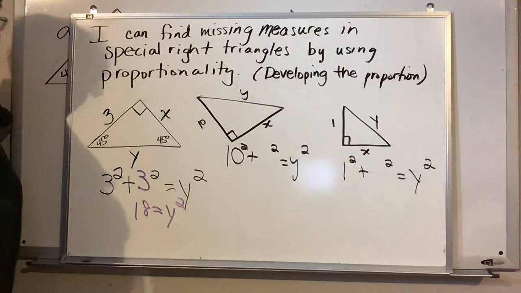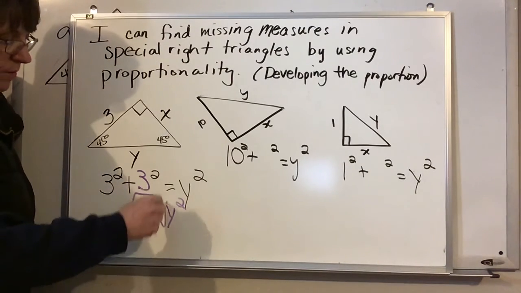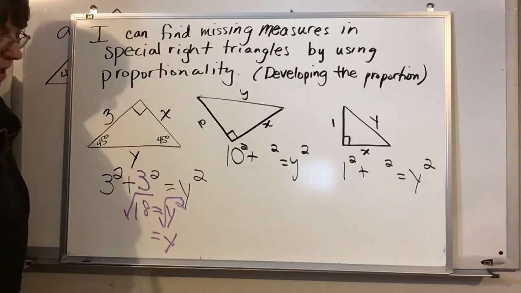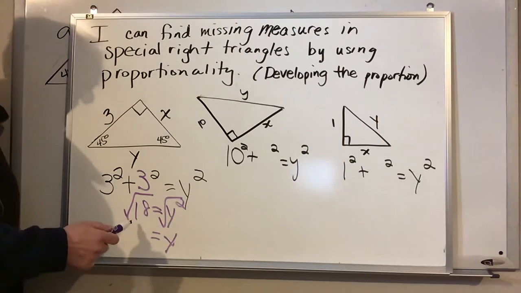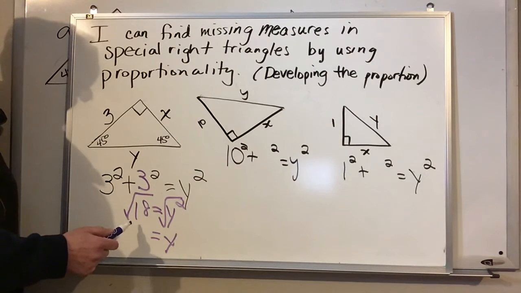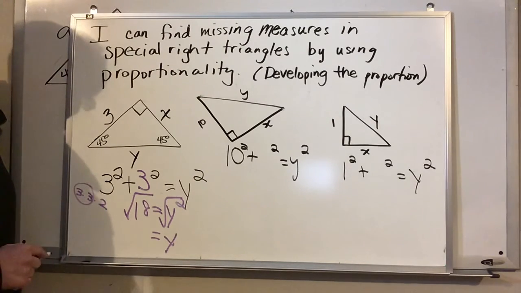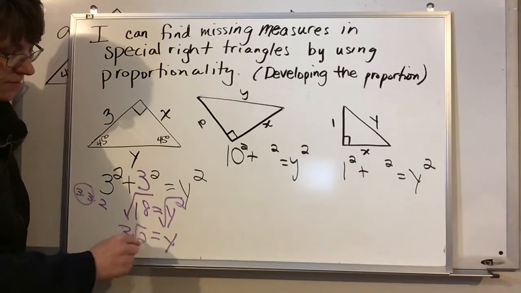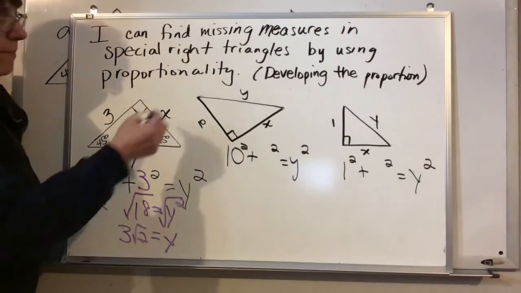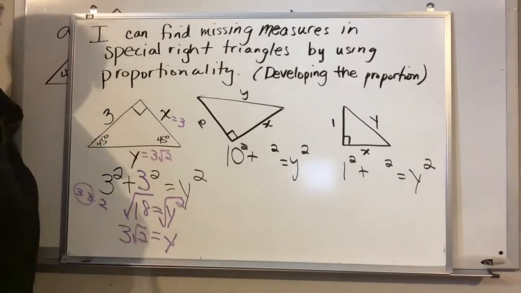So now I know that y squared is equal to 18, but I can't leave my answer like that. So I need to take the square root of both sides, and I'll find out that y is equal to, let's see, the square root of 18 breaks down to 3 times 3 times 2. Because there's a pair of 3's, I can move that out in front, giving me 3 times the square root of 2 for my hypotenuse. So this side is 3, this side is 3 times the square root of 2.